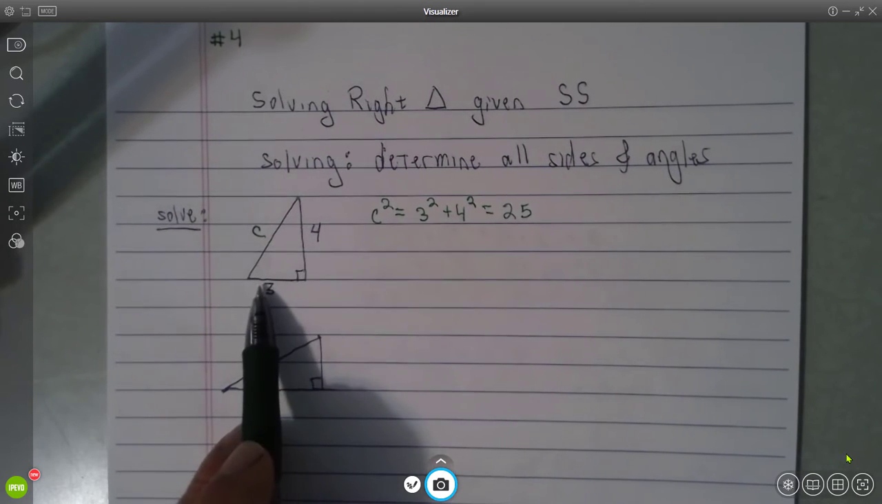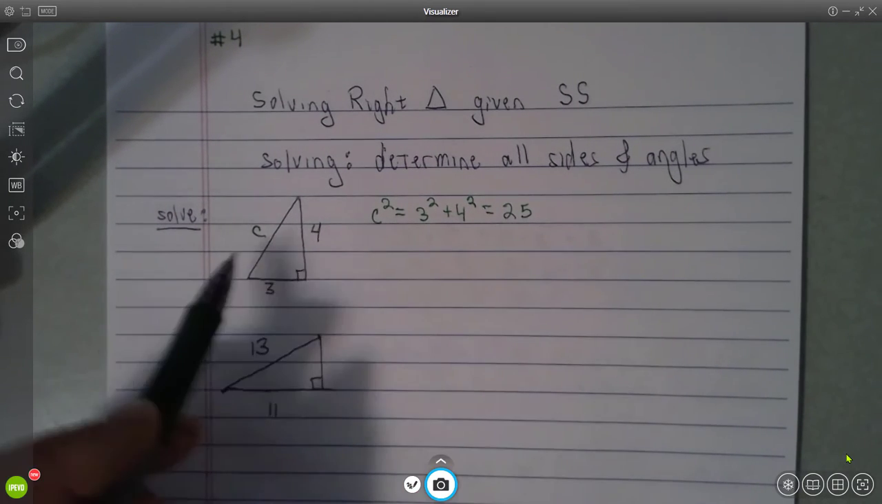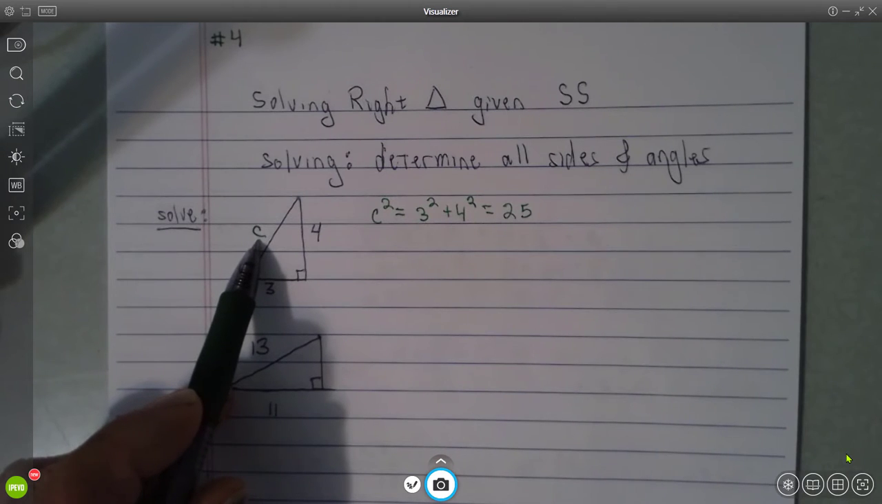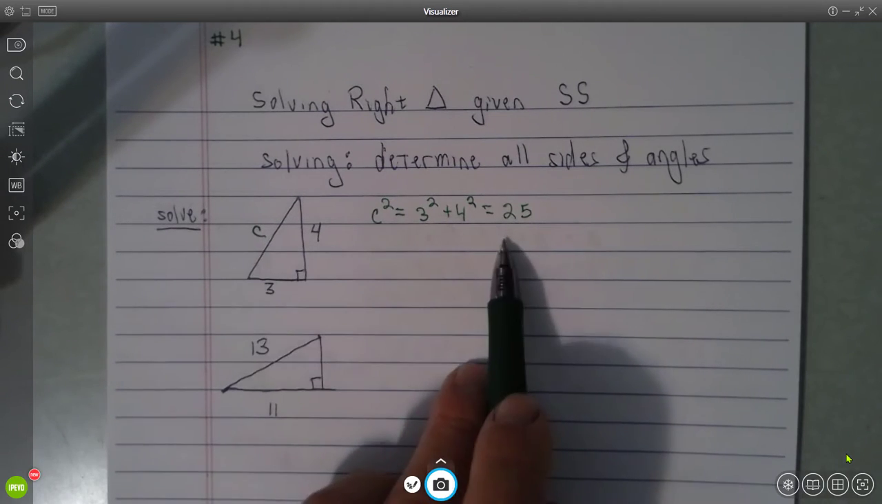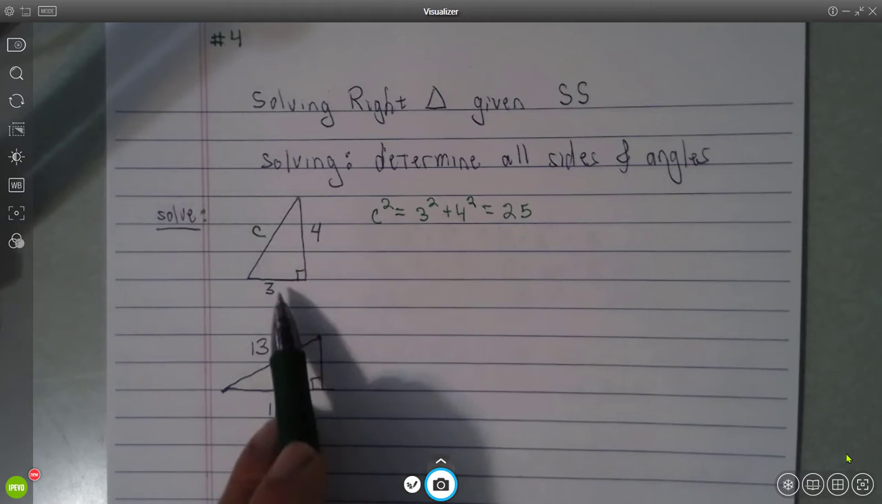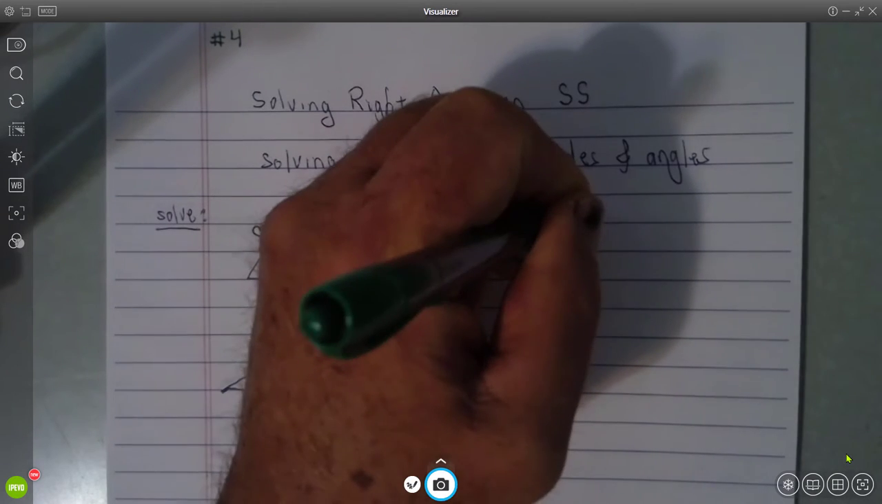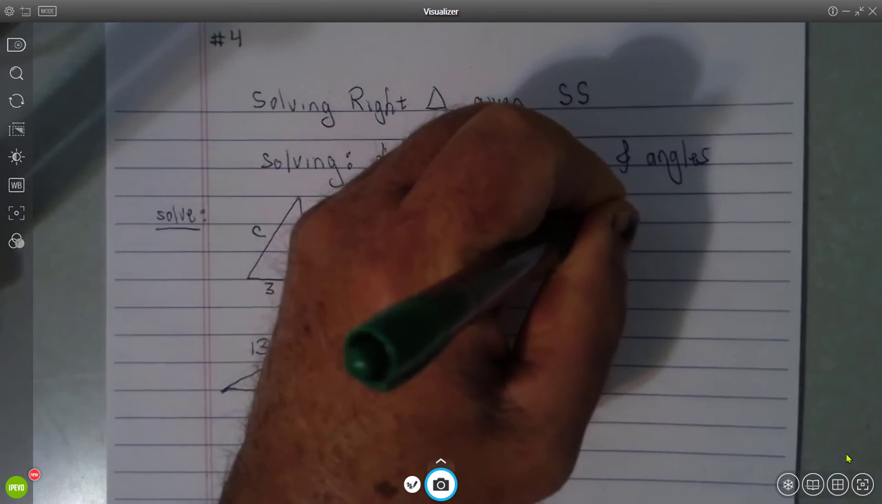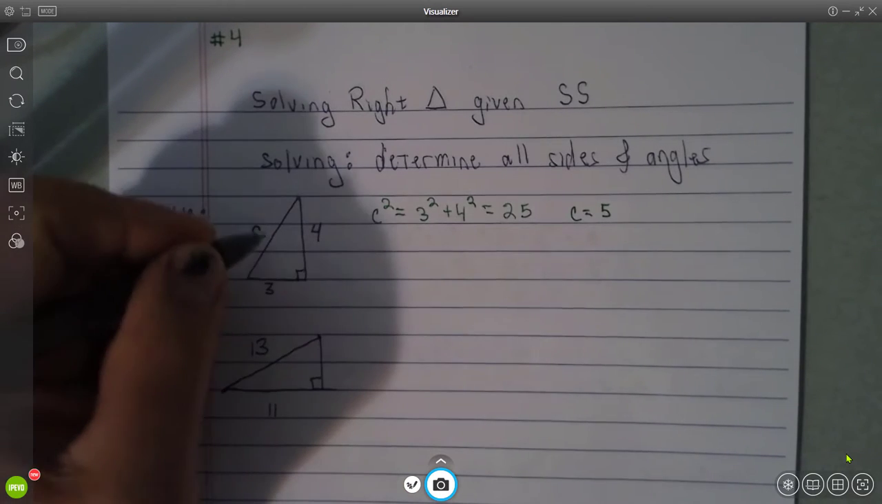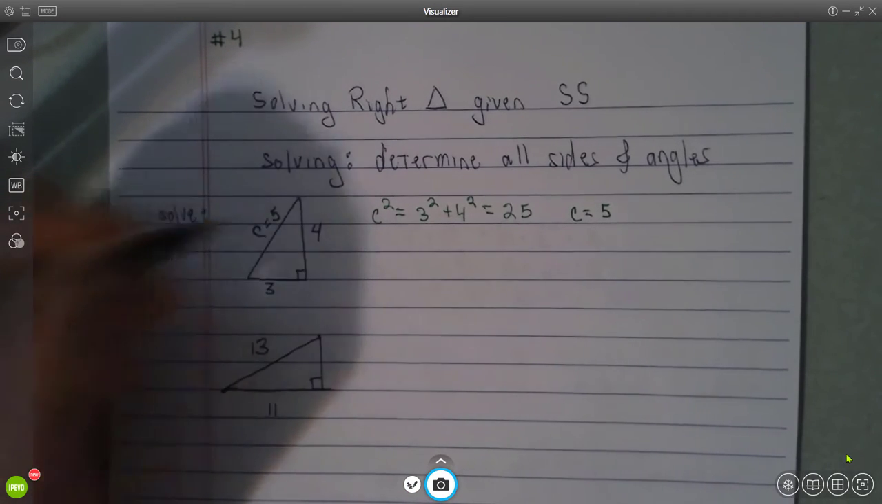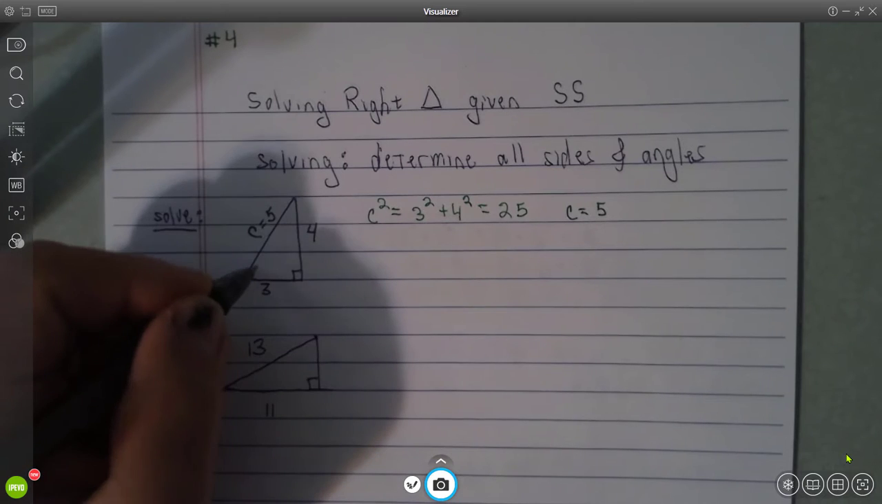Well, since this is a right triangle, we can apply the Pythagorean theorem. This missing side is the hypotenuse, so let's call that c. The sum of the squares of the lengths of the legs is 25, so that taking square roots, we can see that the length of the missing side is 5. And now we're ready to compute some angles.